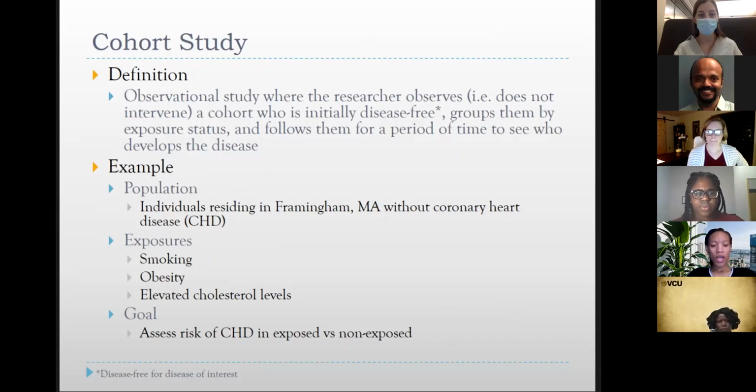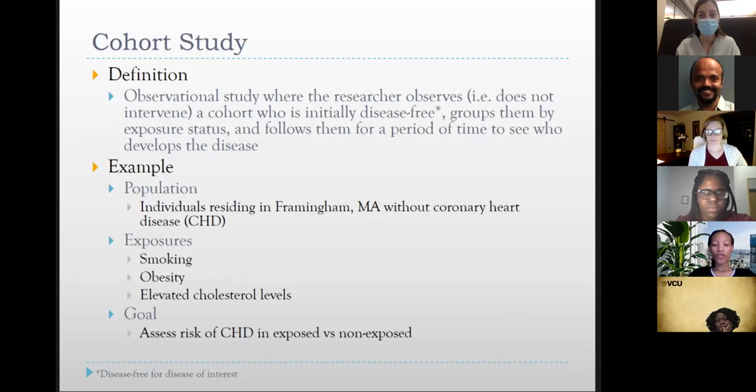And so a lot of times if we're not able to do an RCT, people can do things such as a cohort study. One example would be what is called the Framingham study that began in the 1940s. Individuals residing in Framingham, Massachusetts without coronary heart disease were the study population. Some of the exposures that they assessed were smoking, obesity, and elevated cholesterol levels. And they looked at the risk of coronary heart disease in those who were exposed versus non-exposed.